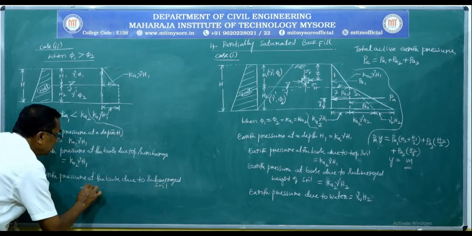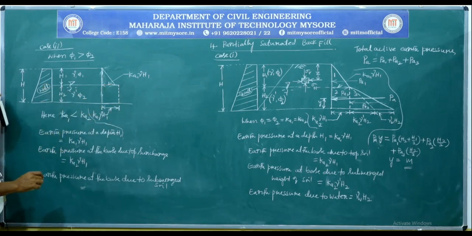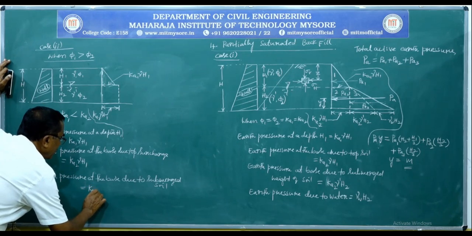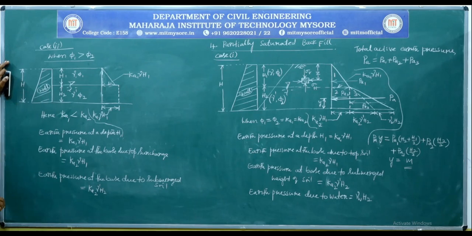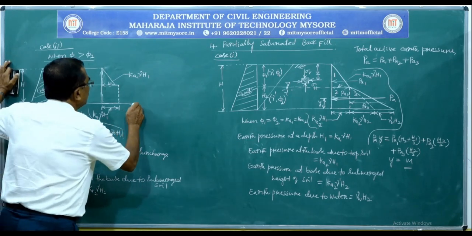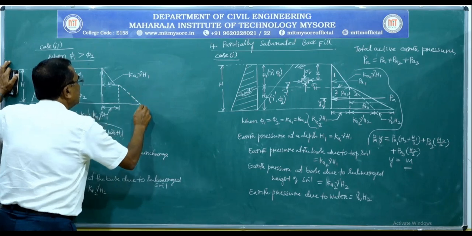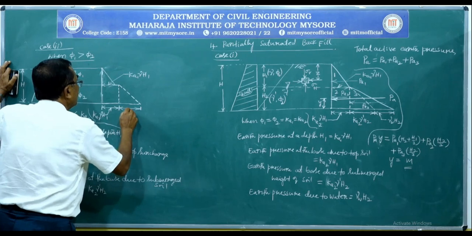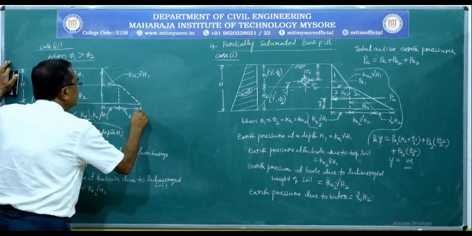Earth pressure at the base due to submerged soil is equal to Ka2 into gamma dash into H2. So as usual, this is due to submerged soil: Ka2 into gamma dash into H2.